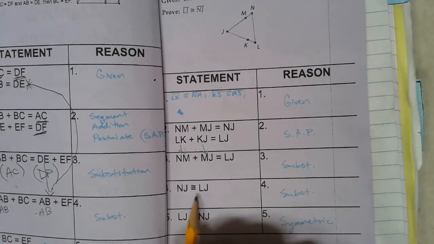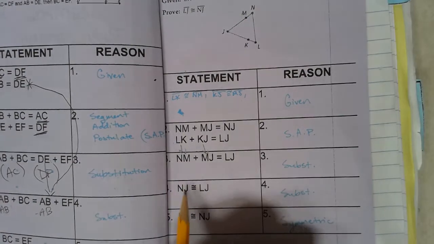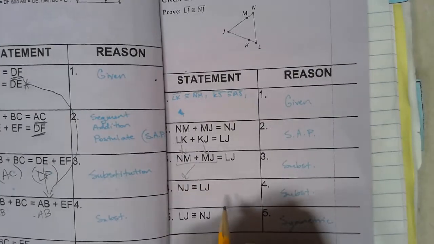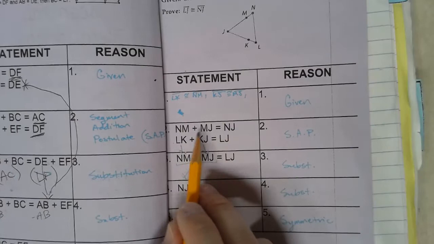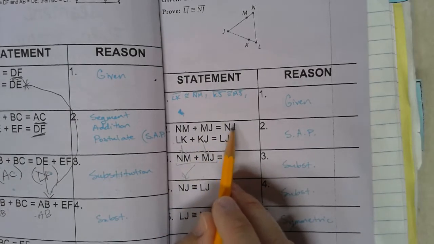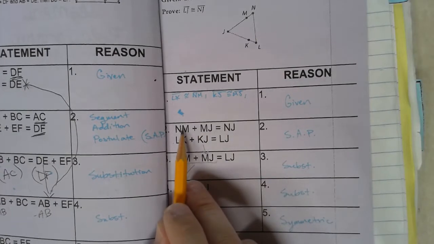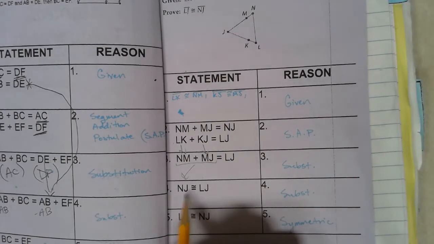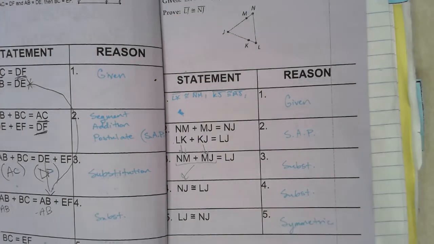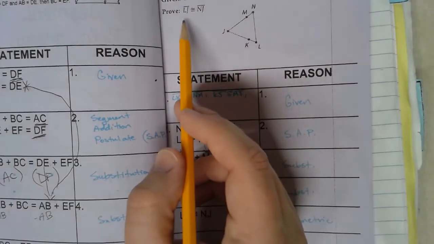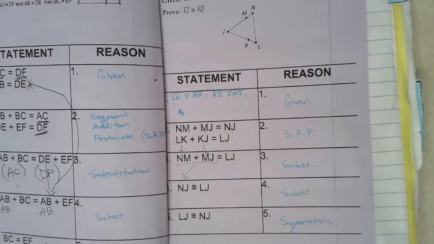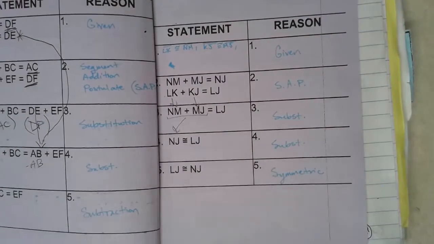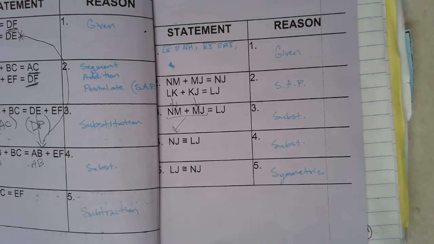Okay, then we have NJ is congruent to LJ. Again, we're not really sure how we got that, so let's see how they did this. If we look back at our second statement, NM plus MJ is equal to NJ. So now we're going to use the first part of statement 2 here. Anywhere that we have NM plus MJ, we can replace it with NJ, which is what they did right here. So they got statement 4 by using the substitution property as well. And lastly, if we look back up at our proof statement, they wanted us to have LJ is congruent to NJ. To get there, we're just going to switch the order, and we're going to switch the order using our symmetric property.